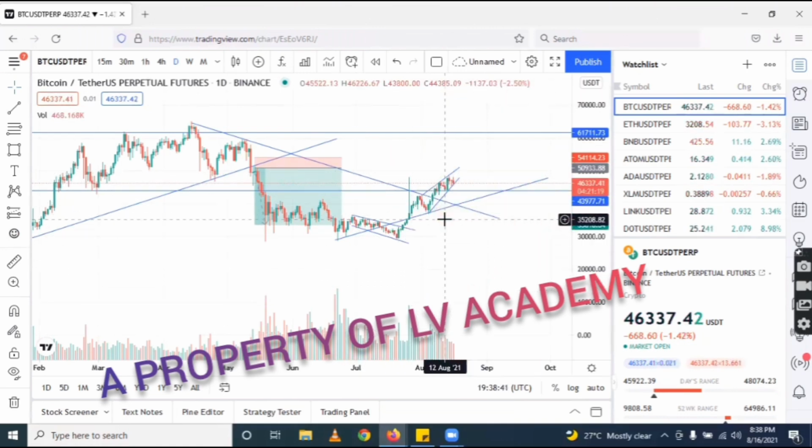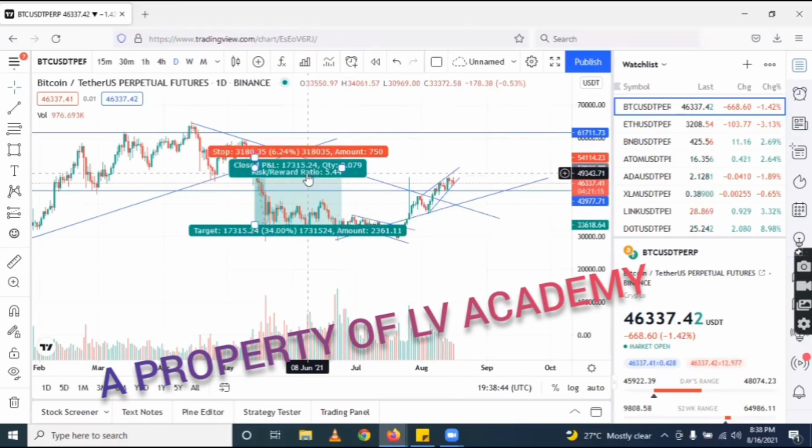So the upward trend line basically shows upward buying pressure, like the buyers are already in the market. Then the downward trend line shows that there is downward selling pressure.